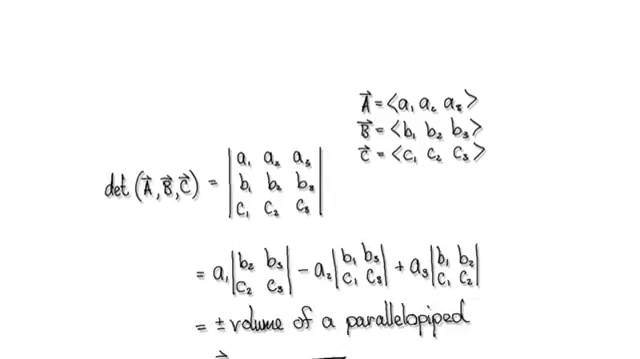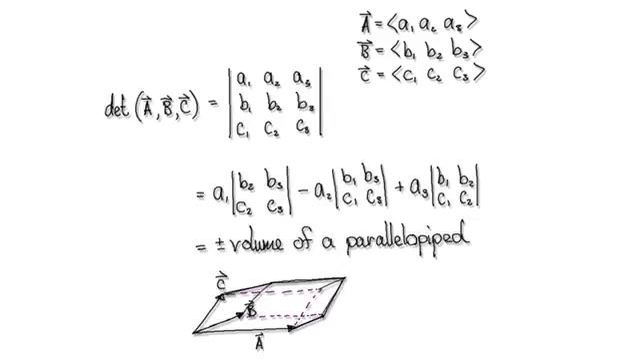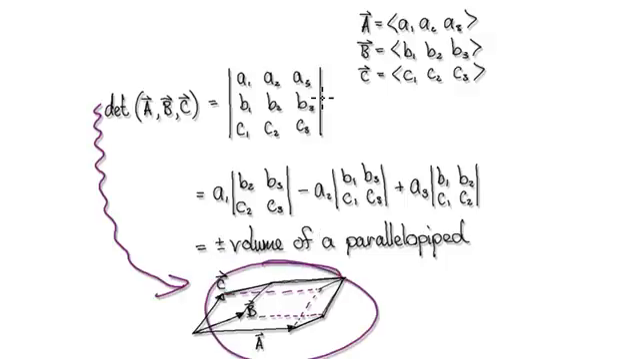Okay, let's give you guys some practice now. But just before we start, let me quickly give you a reminder. Remember, if you have three vectors, 1, 2, 3, for some reason, if you work out the determinant, then it will give you the volume of this.